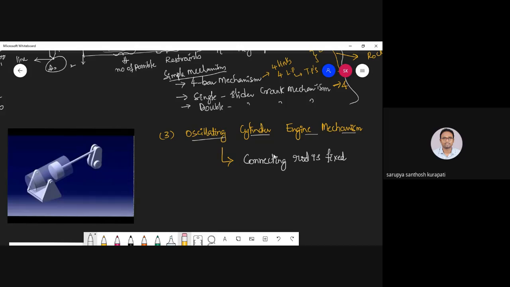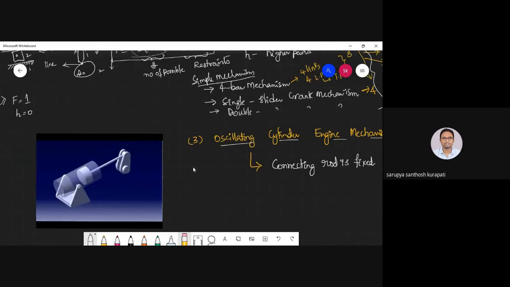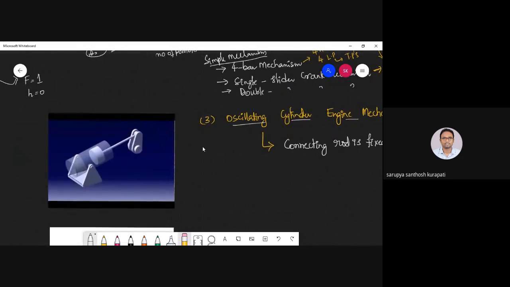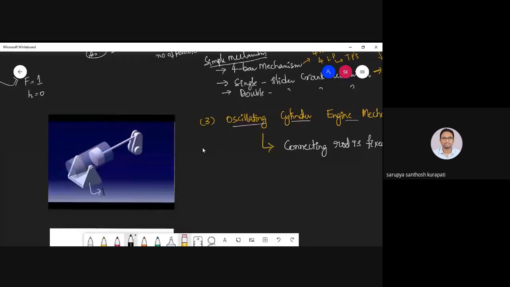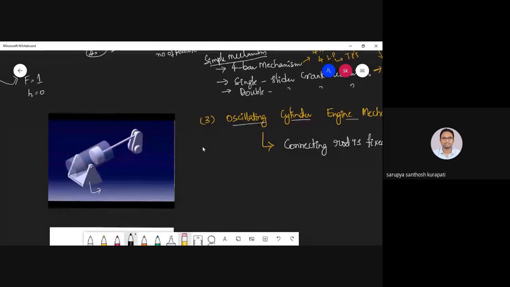You can see here a 3D picture I have shown you. This one is the cylinder. This cylinder, say this is link 1. I hope you can see it. This is the cylinder.